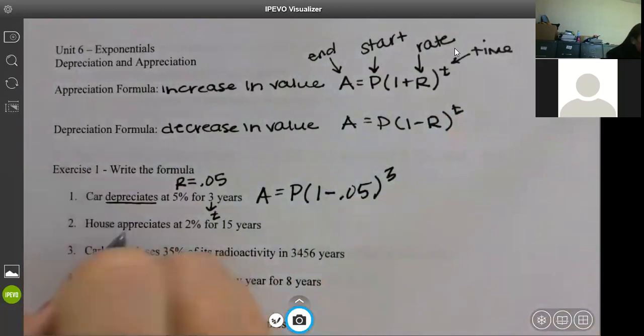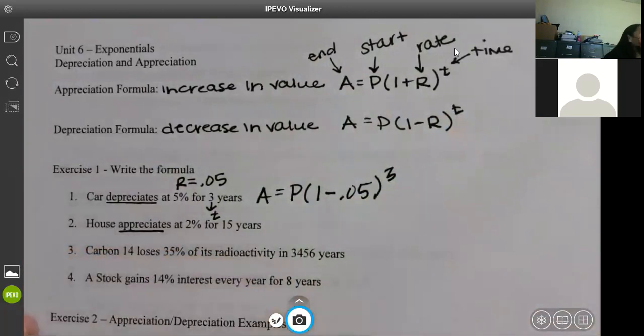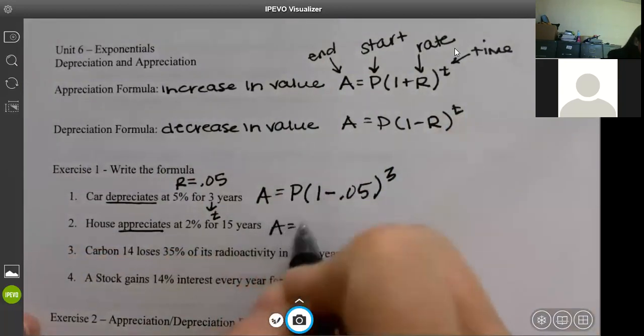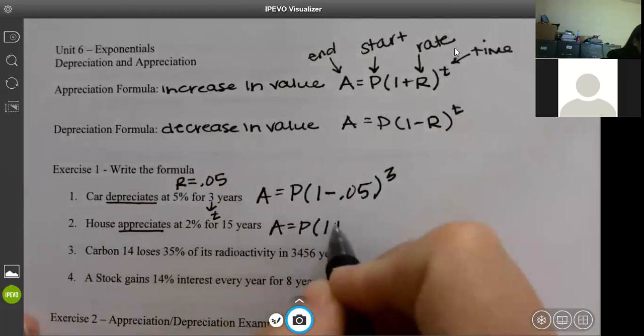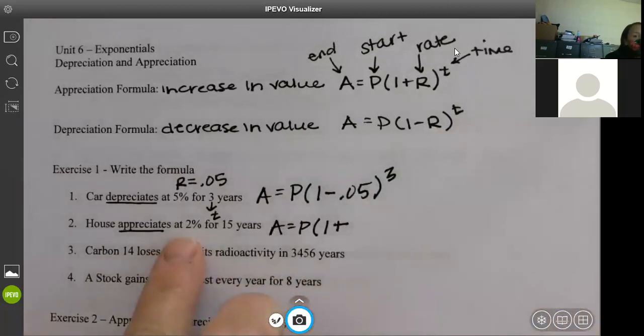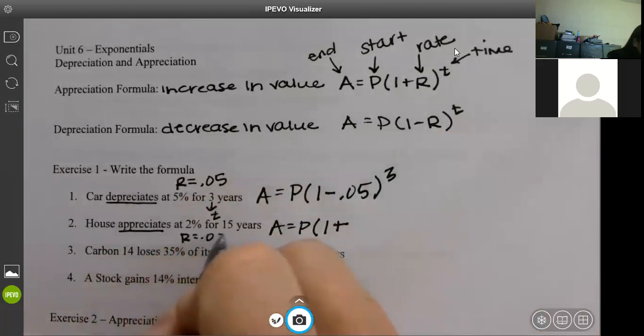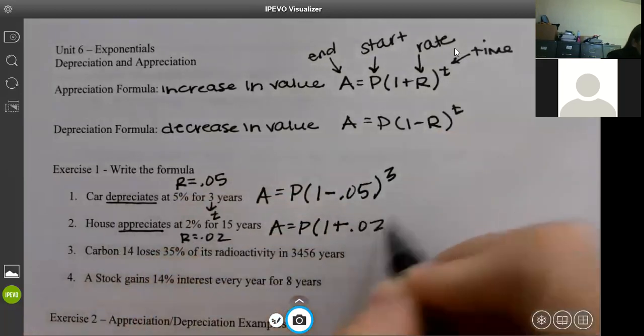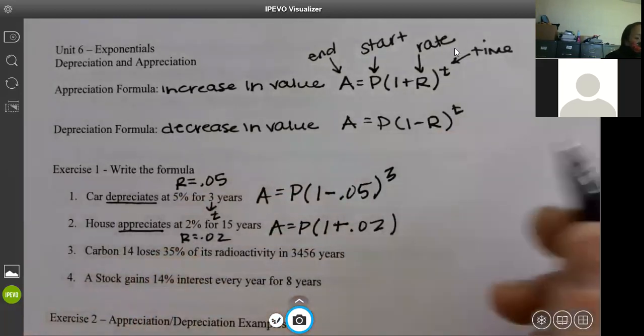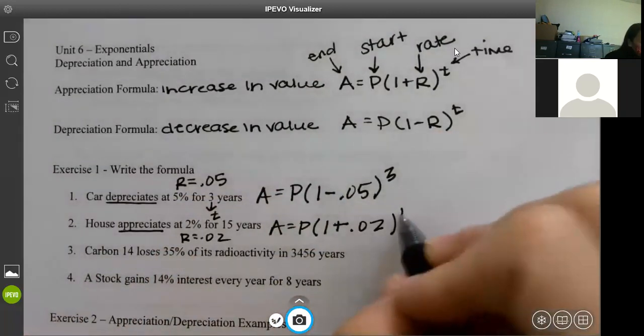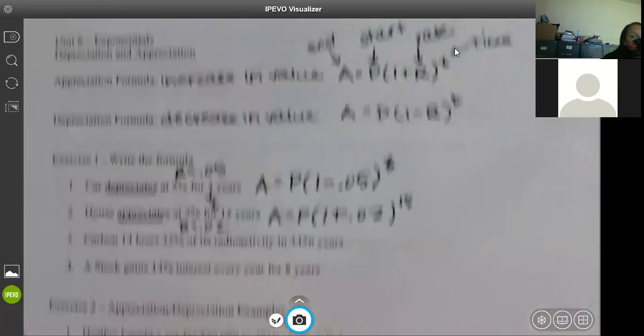The next one is the same thing, except it says appreciates. That means we're going to use plus. It's going to increase. So A equals P, 1 plus. What's our rate as a decimal? 0.02. And how long are we doing this for? 15 years. That's it.